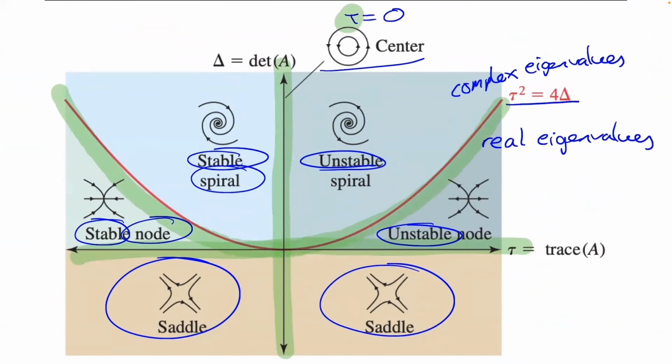So above this, we have tau squared is less than 4 delta. So we have complex eigenvalues. Below it, we have real eigenvalues. So this diagram here tells us, based on our trace and determinant and our tau squared minus 4 delta, where we are and what type of dynamics we have. So whether we have stable or unstable spirals, whether we have saddles, and whether we have stable or unstable nodes.